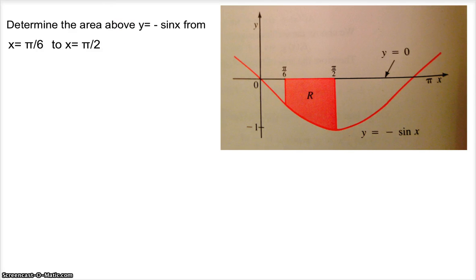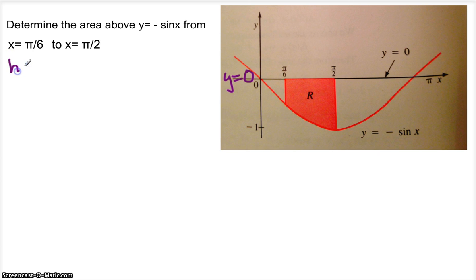Okay, we want to determine the area above y equals negative sine x from pi over 6 to pi over 2. So the two curves here, the area between two curves, will be the x-axis as the function above and y equals negative sine x as the function below. The equation of the x-axis is y equals 0.